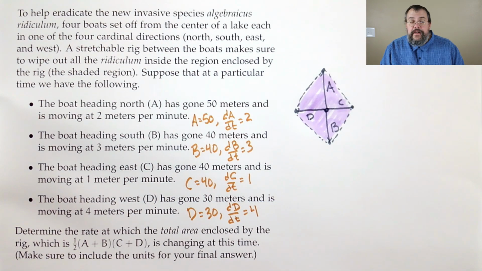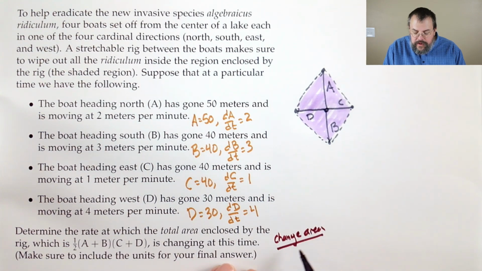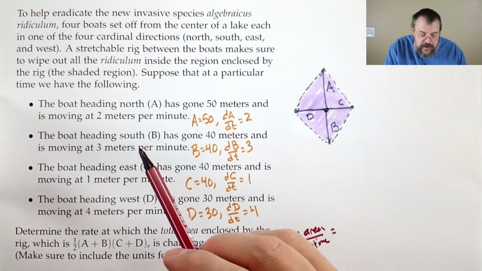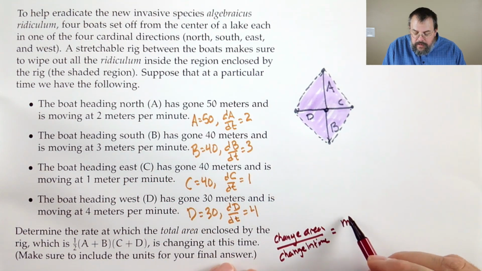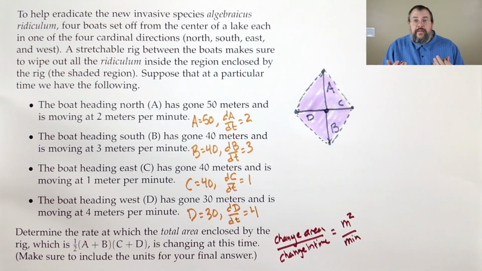And then, as a little bit of an added bonus, it says to make sure to include units for your final answer. Now, even without doing the problem, we know what the units are, because we're looking for a change in area over change in time. That's what we're going to have when we talk about our derivative. Because all our units are being measured in meters, our units would be meters squared per minute. So just at the end, we'll tack that on.